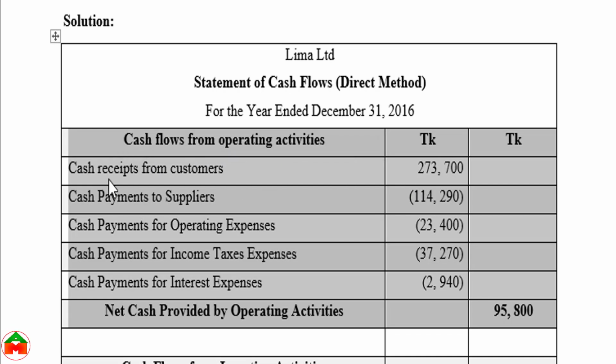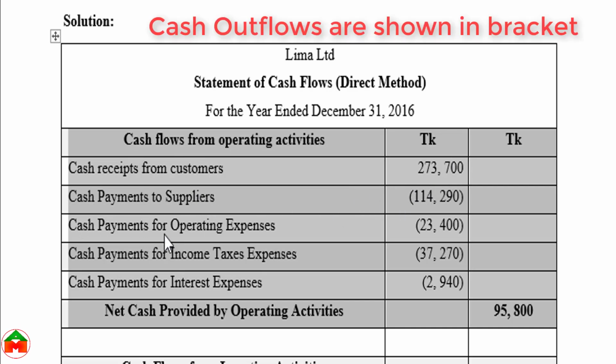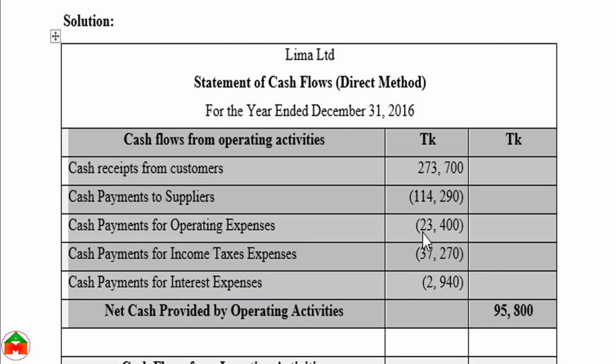Here we can see cash receipts from customers, it's an inflow of 73,700, and cash payment to suppliers, it's an outflow. Cash payment for operating expenses, it's an outflow. Cash payment for income tax expense, it's an outflow. Cash payment for interest expense, it's an outflow. If we adjust this inflow and outflow, we will get a positive figure, 95,800. Since the inflow is higher than the outflow, that is why there is a positive figure.